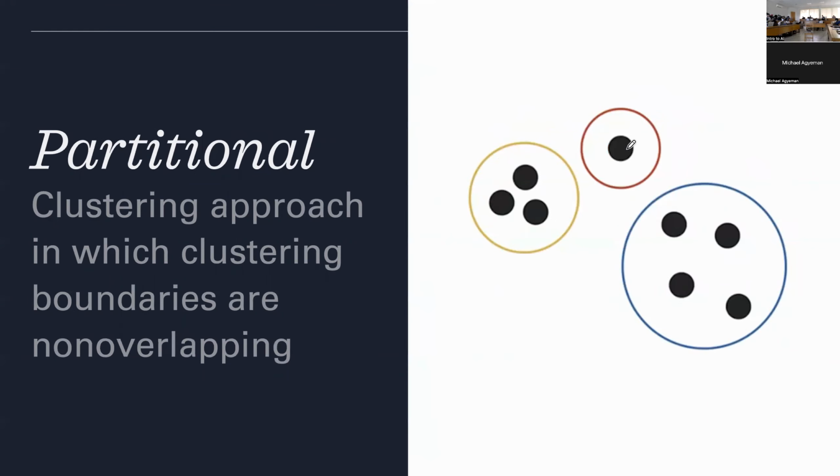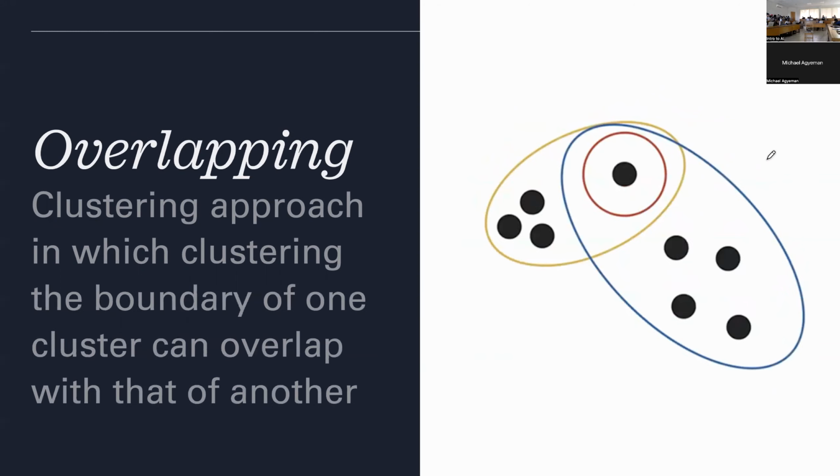Then you can have the partitioning. Partitioning simply means that you belong to only one cluster. So if you belong to yellow, that's all you belong to. You can't be yellow and red at the same time, or yellow, red, and blue at the same time. So with partitions, it's separate clusters that we have formed and exist in there.